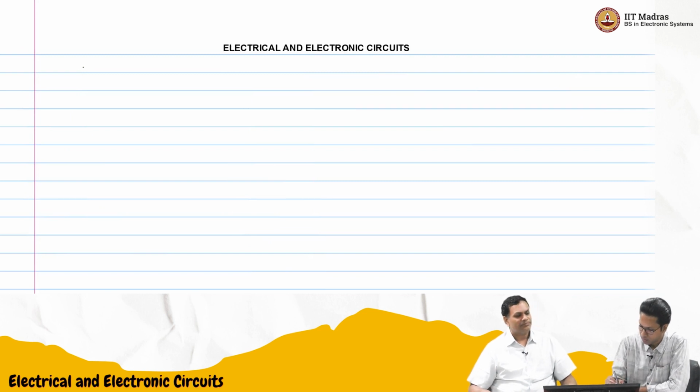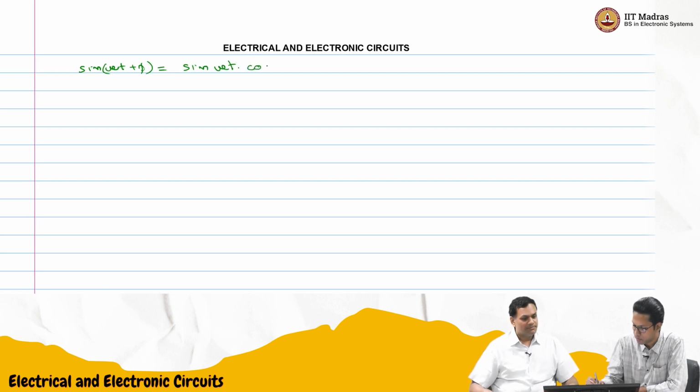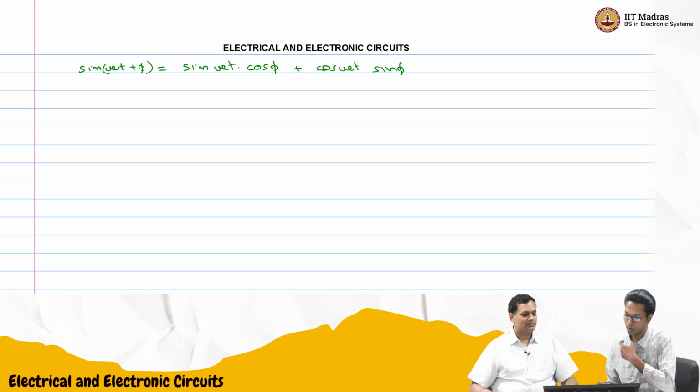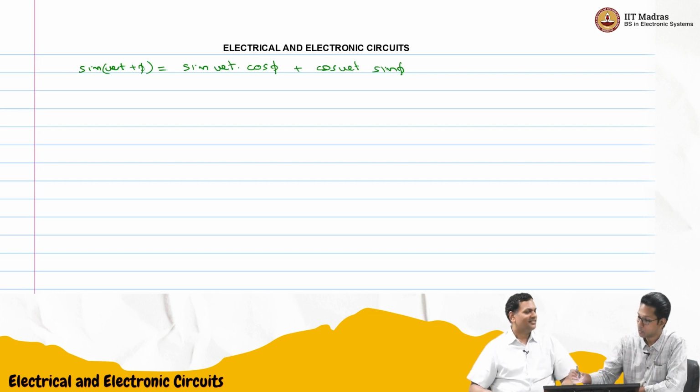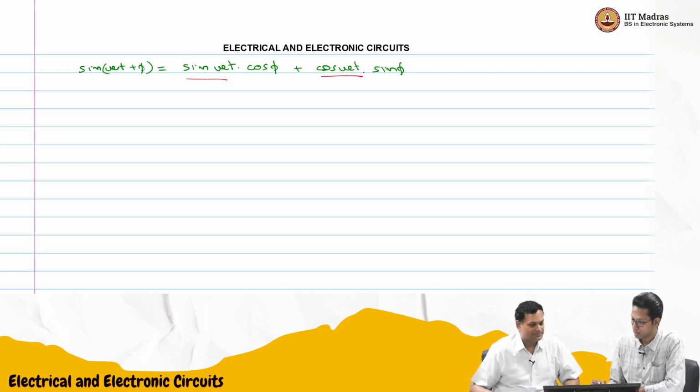What you're saying is sin of omega t plus phi. Shall we try expanding this? So that is sin omega t cos phi plus cos omega t sin phi. Okay, so that simplifies, because these two we know how to write.